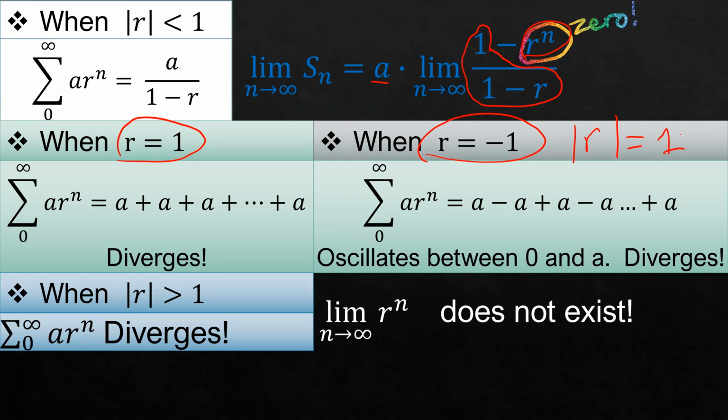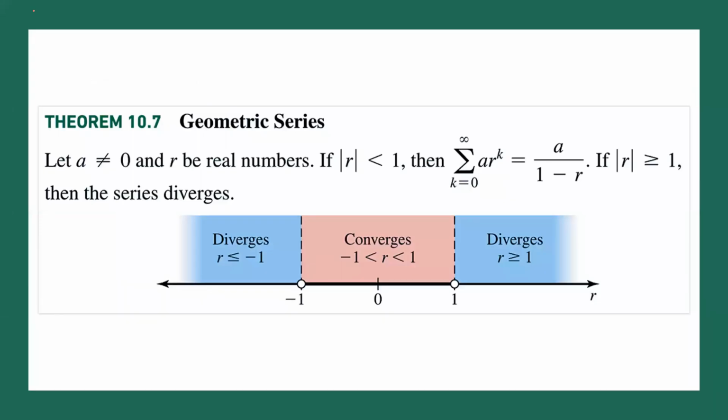So the only case that it will converge is if the absolute value of r is less than 1. And here's a summary of what that said. Okay, visualize that, think of that picture. So what's the difference if you want to relate back to your sequence? The geometric sequence converges at r equal to 1, whereas this series only converges in between -1 and 1.